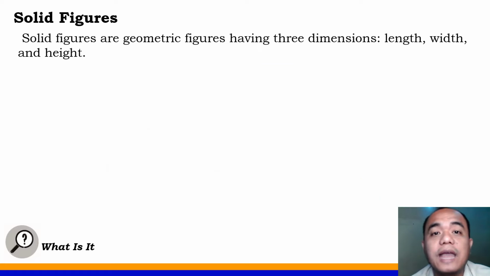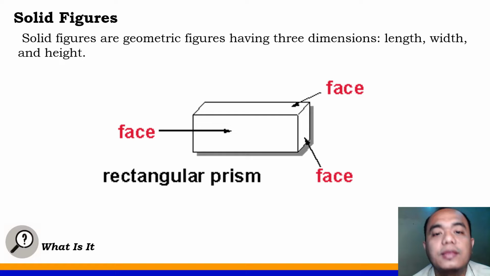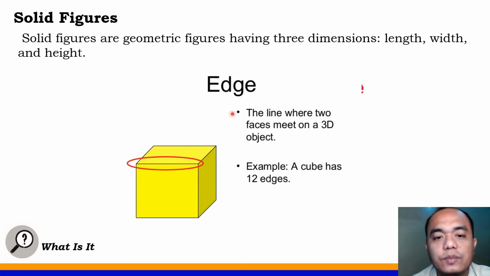What do you call the side of the solid figure? Yes, we call this as face. So these are examples of the faces of the rectangular prism. Now, what do you call the point where two faces intersect in a line segment, just like this one? What do you call this side wherein this is formed when two faces intersect in a line segment? Yes, we call this edge. Okay? Edge is the line where two faces met on a three-dimensional object.